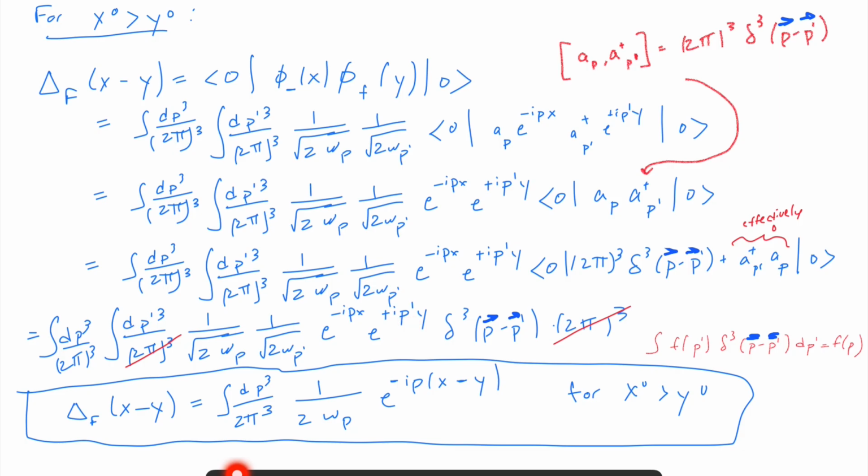This p′ becomes p, and then I can have e to the minus ipx, e to the plus ipy, and the p's can be factored out. The minus ip can be factored out, and then I just get x minus y. So that's what just shows that this scalar Feynman function gives me this over here.